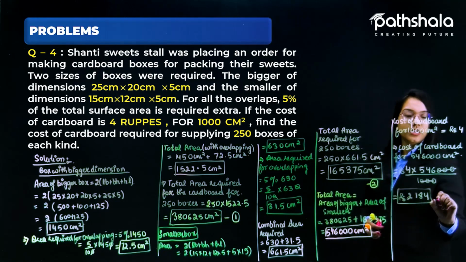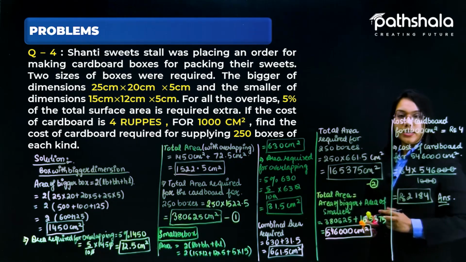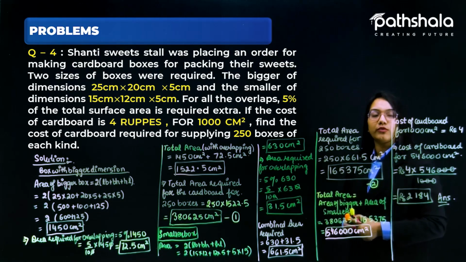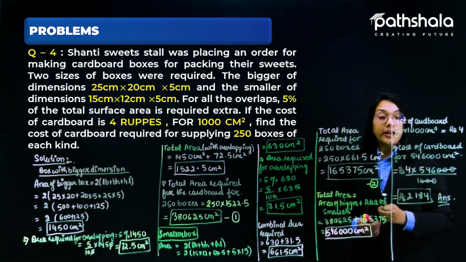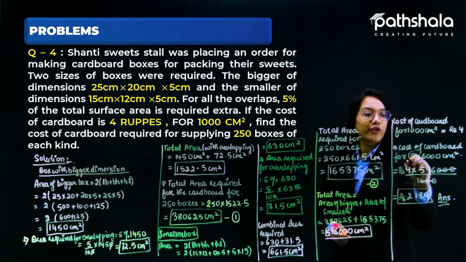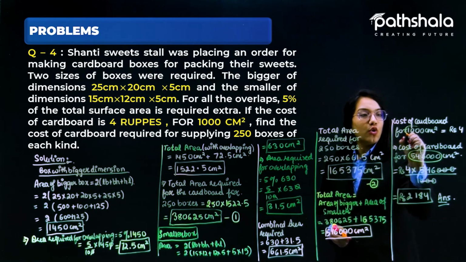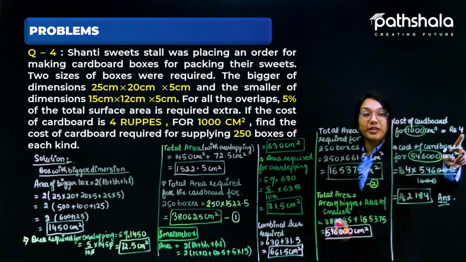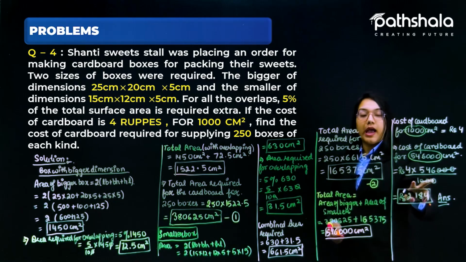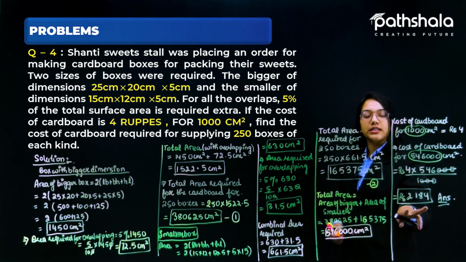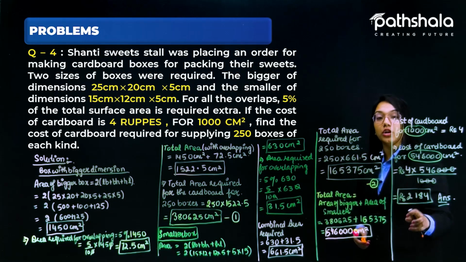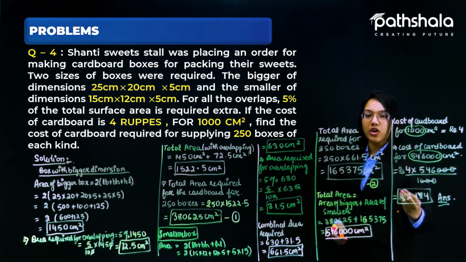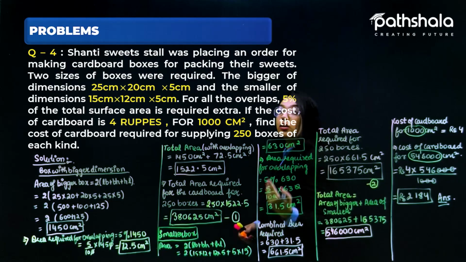This would be rupees 2184. Since we know that the cost of the cardboard for 1000 centimeter square is rupees 4, and we just need to calculate the cost of cardboard for this much area. So what we have done over here, we have multiplied 546,000 with the rupees 4, and we have taken this 1000 centimeter square as the denominator, and after the calculation we are getting the answer as 2184, which is the total cost of the cardboard which is required for supplying 250 boxes of each kind. So this is the answer for this question.